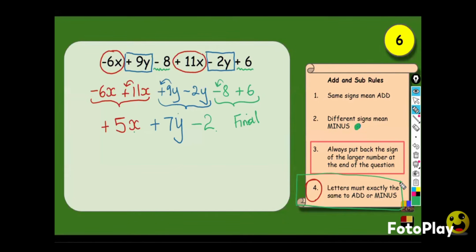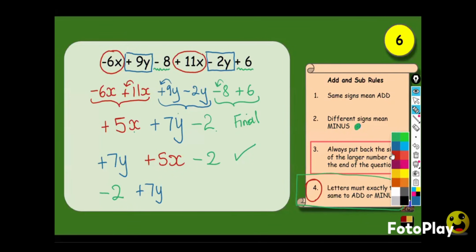So the question shuts down at that point. That's the final answer. Now, if you want to put your final answer with the Y's first, the X's second, and the numbers last, it's still correct. Even if you want to put the number first, like the minus 2 first, then the y's after the positive 7, and then the positive 5x last, this is also correct. Any one of these answers here is correct. But the point is, at that point, you cannot simplify it any further. You can't squish x's and y's together to get a simpler answer.